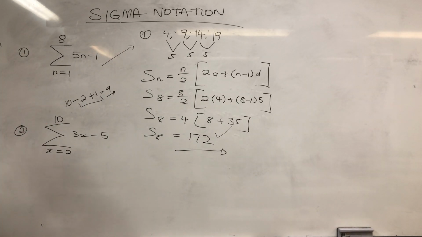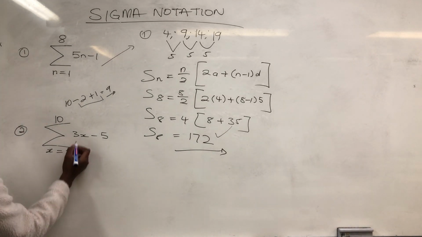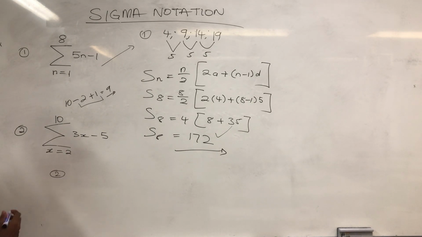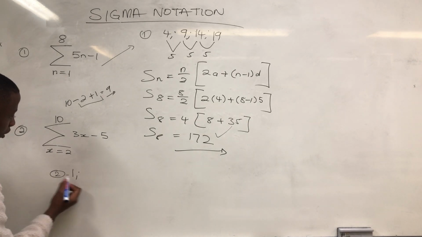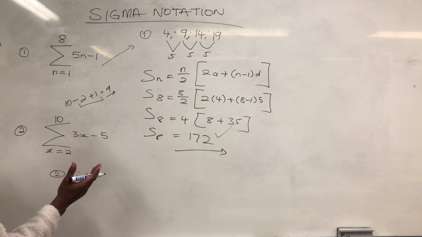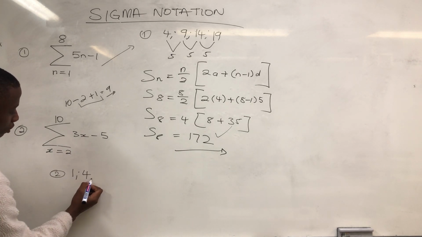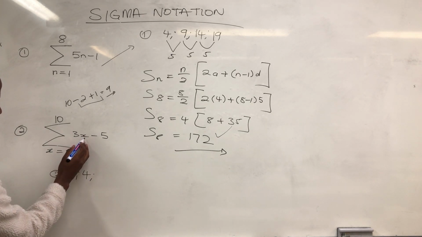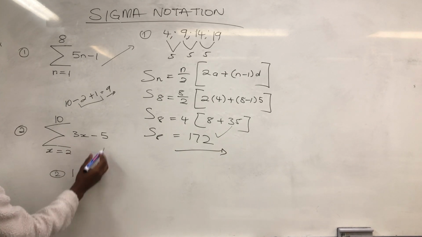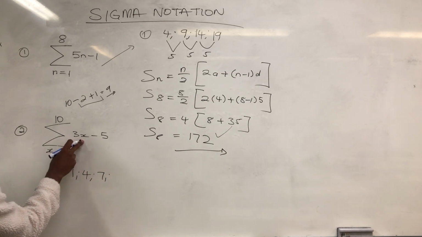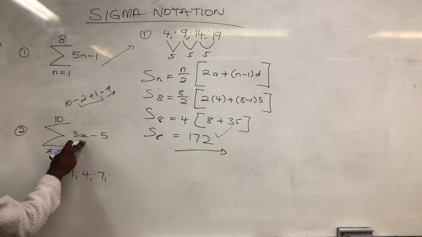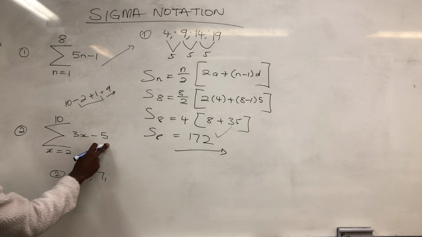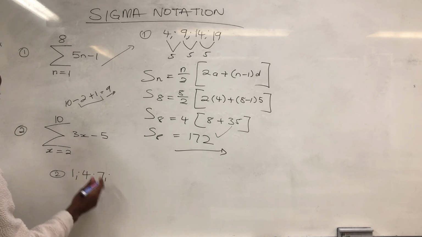For number 2, let's first write down or formulate the first 4 terms. 3 multiplied by 2 is 6, minus 5, it's 1. 3 multiplied by 3, 9 minus 5, it's 4. 3 multiplied by 4 is 12, minus 5, it's 7. 3 multiplied by 6, it's 18, minus 5. 18 minus 5 is 13.